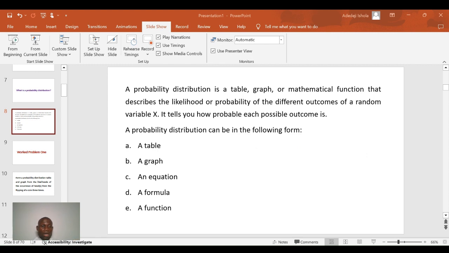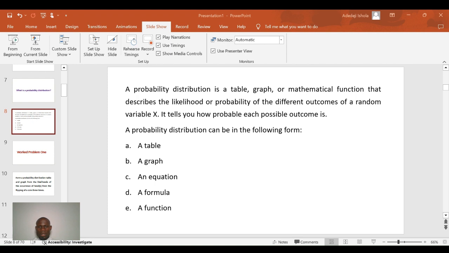What is a random variable first? A random variable is any variable whose value is determined through a random experiment. Any variable whose value is ascertained through a random experiment is a random variable.